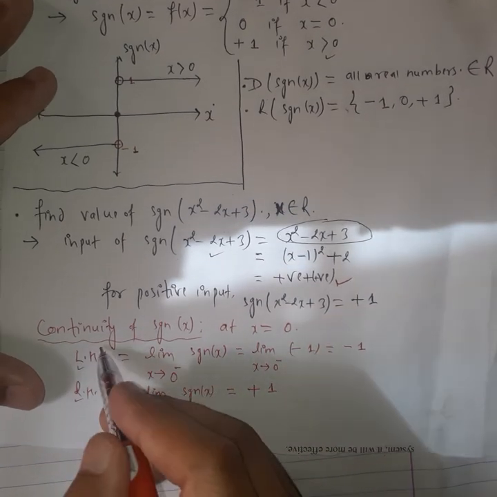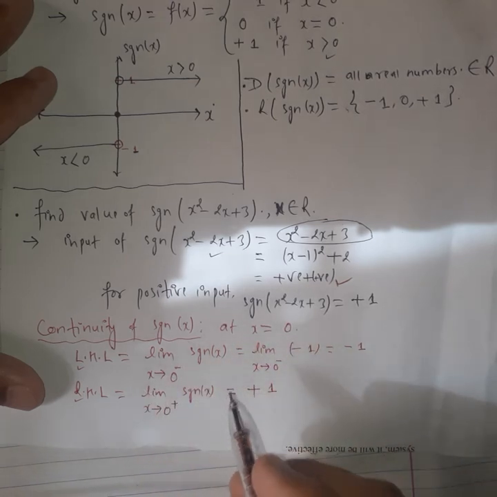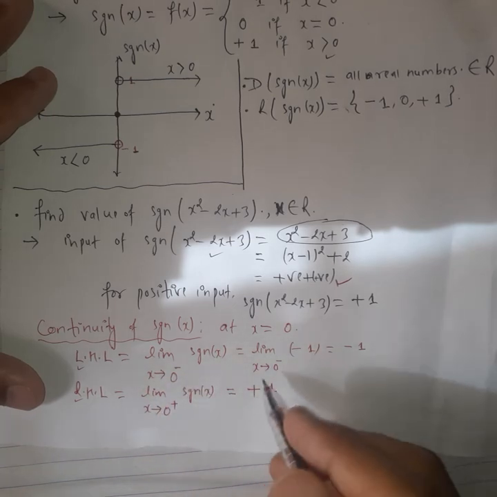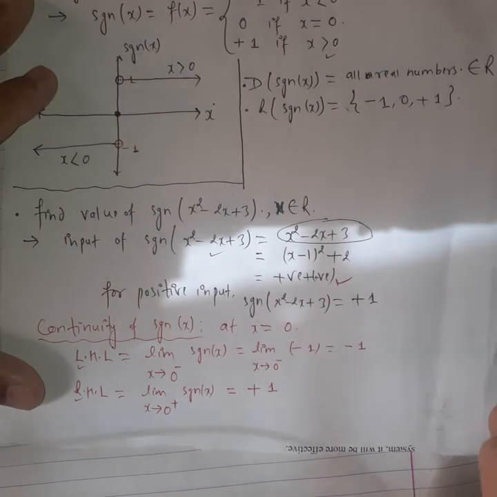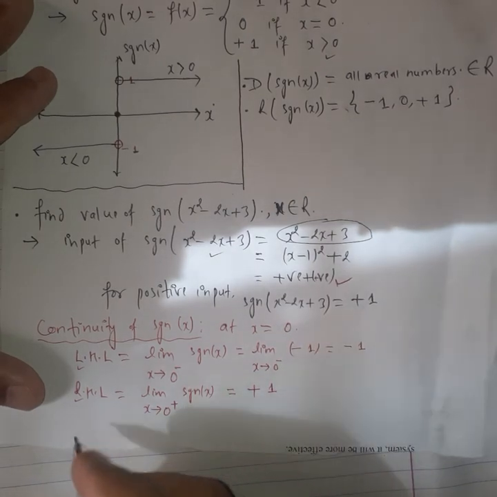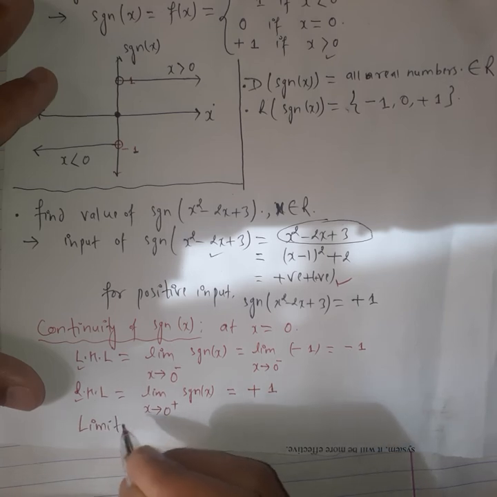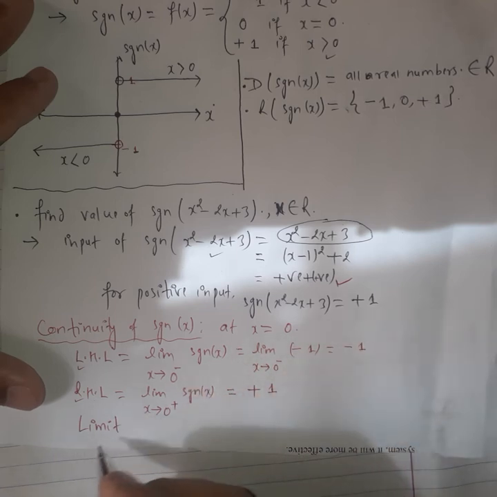Here the left hand limit is not equal to the right hand limit. So the limit is not defined here. The limiting value does not exist. So the function will not be continuous at x equals 0. If the limit does not exist, then the function will be discontinuous. It is a non-removable discontinuity.